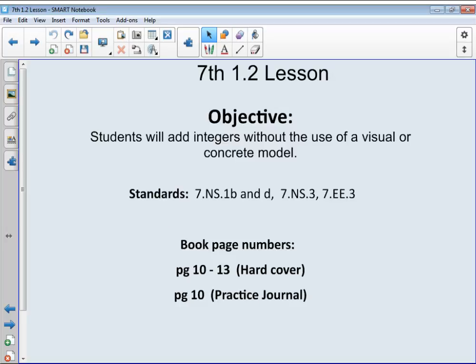Okay, this is the 7th grade 1.2 lesson. The objective is for students to add integers without the use of visual or concrete models. The standards covered in this lesson are 7.NS.1B and D, 7.NS.3, and 7.EE.3. The book page numbers that you will be using out of the hardcover book are pages 10 through 13, and out of the red practice journal, it's page 10.